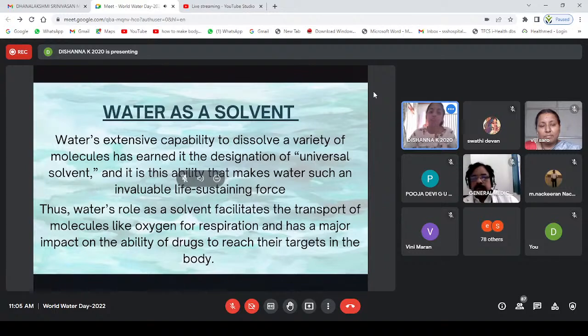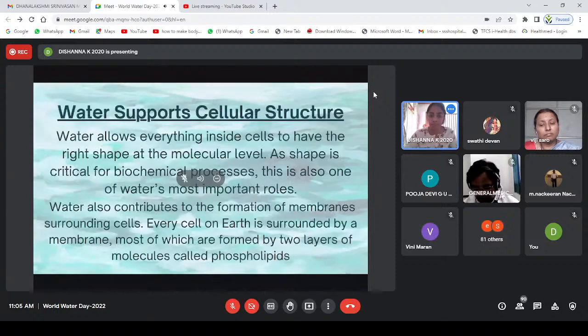Water as a solvent. Water's extensive capability to dissolve a variety of molecules has earned it the designation of universal solvent. And it is this ability that makes water such an invaluable life-sustaining force. Water's role as a solvent facilitates the transport of molecules like oxygen, carbon dioxide, and so on for respiration, and has a major impact on the ability of drugs to reach their targets in the body.